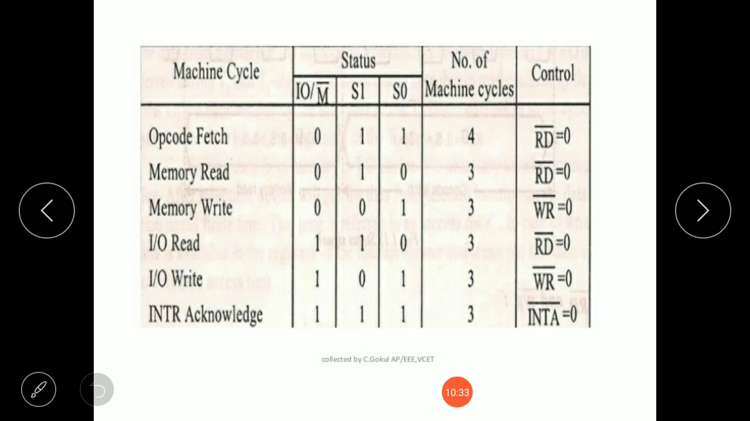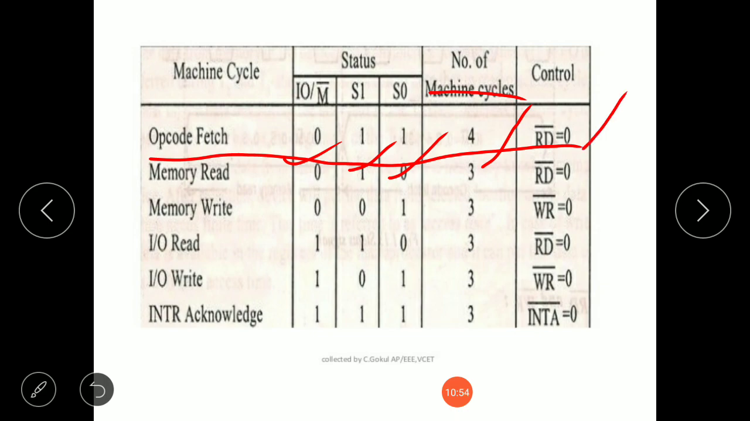Here I have also shown what I have already told you for the opcode fetch machine cycle: IO/M bar will be low, S0 and S1 will be high, and there will be 4 T states. Sorry, this is the T state. There will be 4 T states in the opcode fetch machine cycle, and RD bar will also be low for the opcode fetch machine cycle.